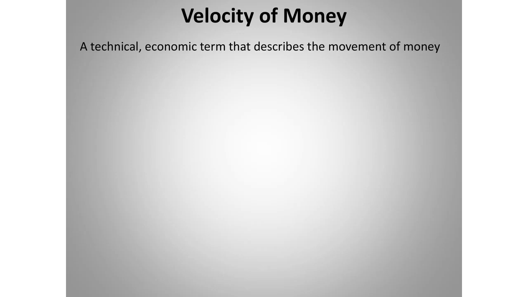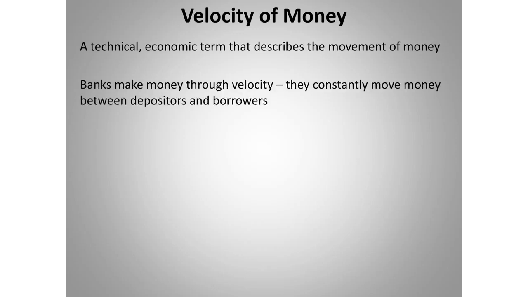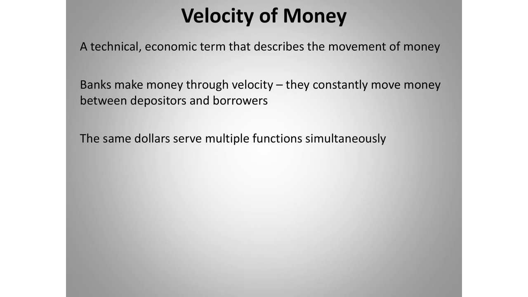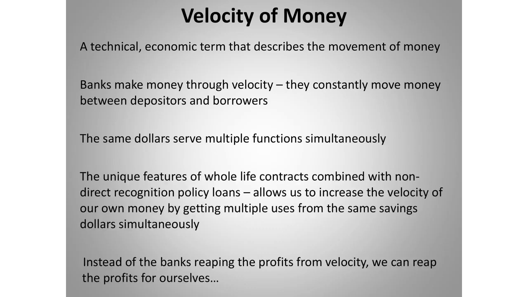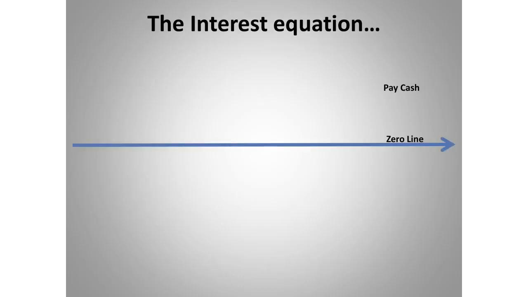This is a technical economic term that describes the movement of money between parties, making money through velocity. This is the movement of money between depositors and borrowers using the same dollars to serve multiple functions simultaneously. The unique features of whole life insurance contracts, combined with non-direct recognition policy loans that we discussed in the second video, allows us to increase the velocity of our own money by getting multiple uses from the same savings dollars simultaneously. To better understand this, let's discuss something called the interest equation.